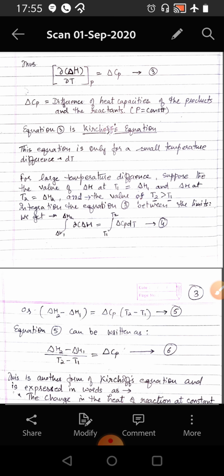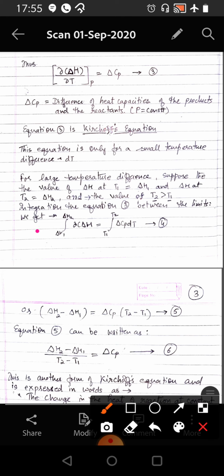This equation is only for a small temperature difference, that is dT. For a large temperature difference, suppose the value of delta H at T1 is equal to delta H1 and delta H at T2 is equal to delta H2, and we know the value of T2 is greater than T1. Integrating equation 3 between these limits, we get: integrating between the limits delta H1 to delta H2, del delta H is equal to integrating between the limits T1 to T2, delta Cp dT.